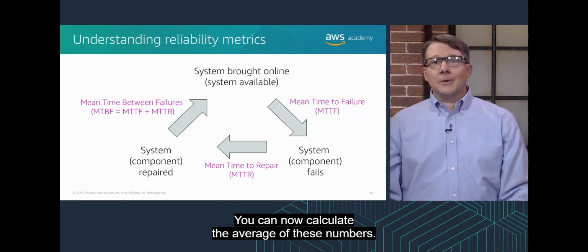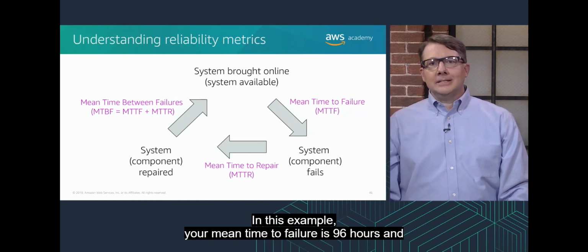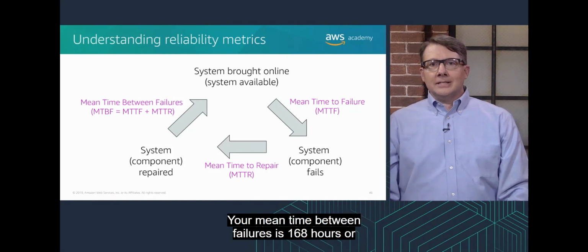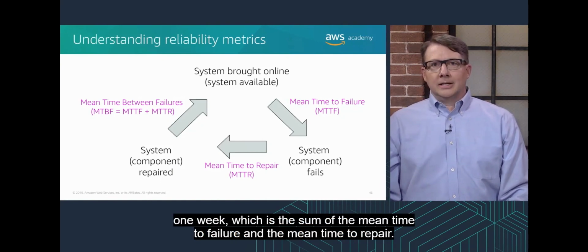You can now calculate the average of these numbers. In this example, your mean time to failure is 96 hours, and your mean time to repair is 72 hours. Your mean time between failures is 168 hours, or 1 week, which is the sum of the mean time to failure and the mean time to repair.